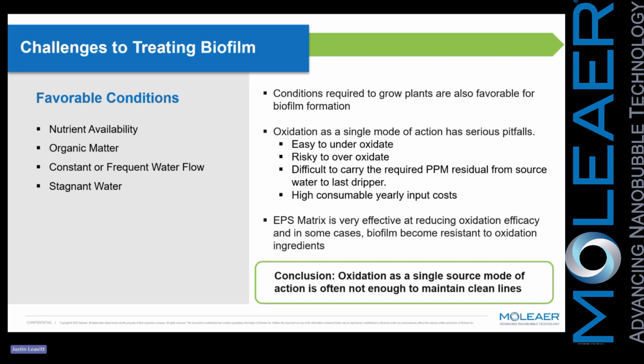Biofilm loves nutrient available water, constant or even frequent water flow. When you're not irrigating, if you have stagnant water, these are all favorable conditions for biofilm, and of course organic matter. There's a lot of organic matter in horticulture facilities. So it requires constant prevention in a lot of cases because the conditions are also constantly favorable for growing biofilm. There are peaks, right? There are times when it's easier or harder to manage biofilm.